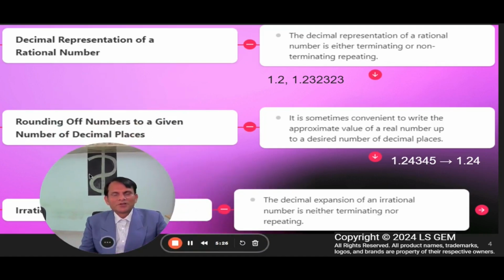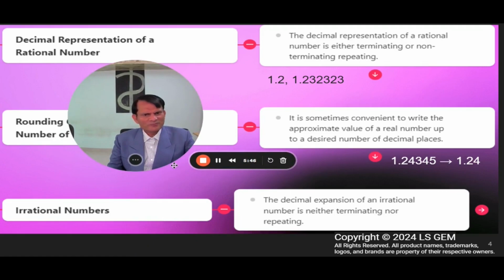And rounding of a number to a given number of decimal places. So as you already saw, sometimes it is easier to write the approximate value of a real number up to a desired number of decimal places. So 1.24345 we can write as 1.24. That's all for the chapter 1 core concepts. Thanks.